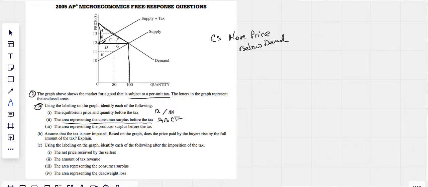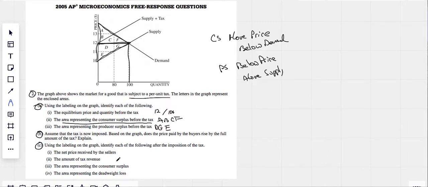Area representing producer surplus before the tax. Looks like it's DGE. Producer surplus is everything below the price but above the supply curve. Let's come back to B. B just needs a little bit more explanation.